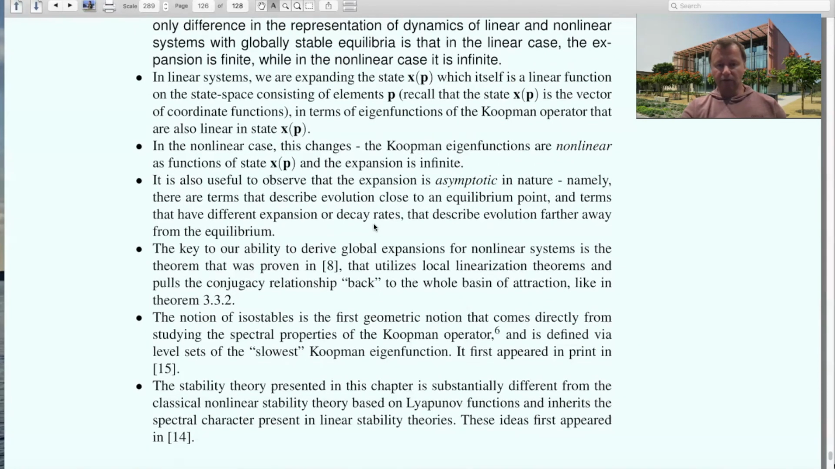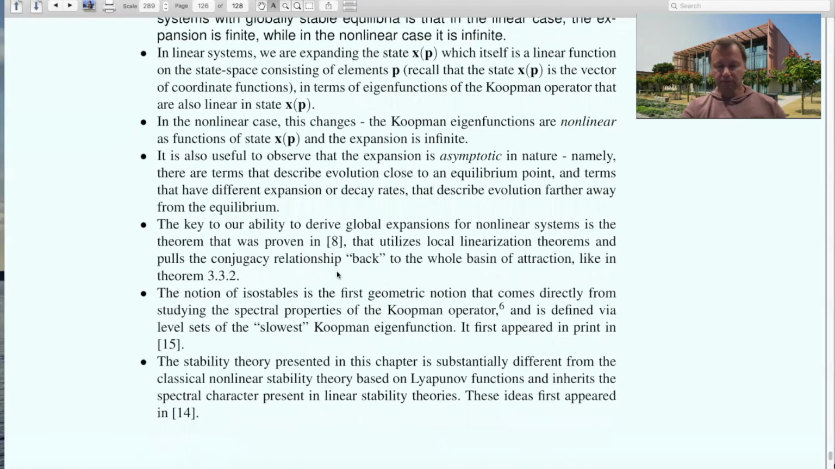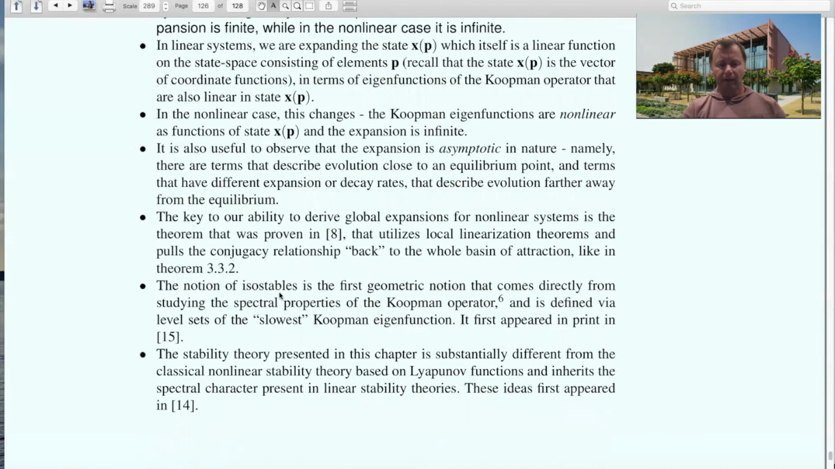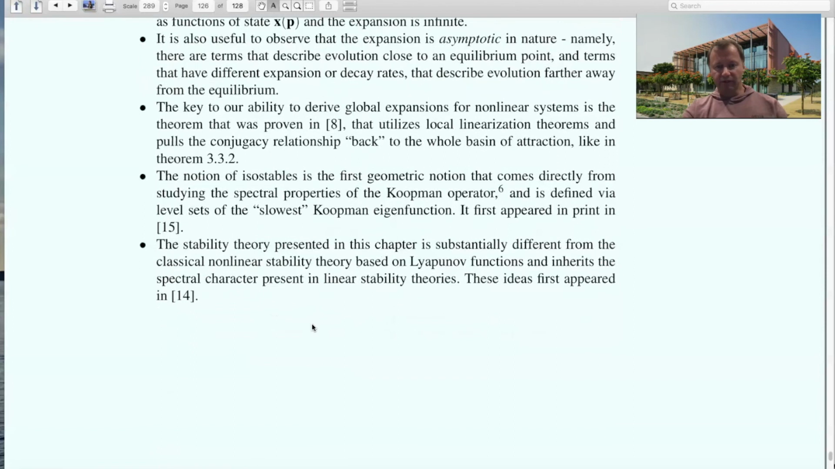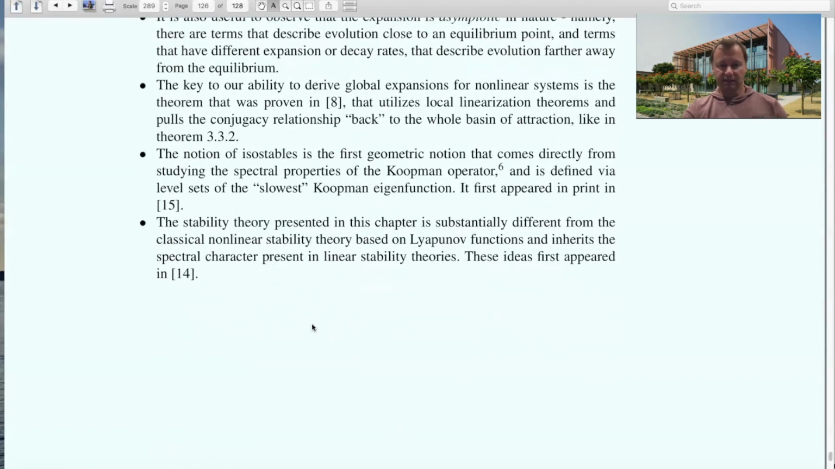So how did we get there? There is some work that was written in a paper by Yuheng Lan and myself that uses local linearization theorems and then makes them global. The notion of isostables was proposed in a paper by Alex Mauroy and myself and Jeff Moehlis. And then the stability theory was Alex's work as well. So he and I wrote a paper on this back in 2013. And that's where these types of analysis originated from.